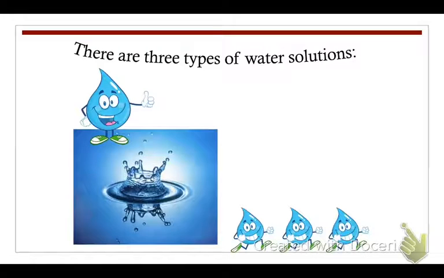Okay, there are 3 types of water solutions. The first one is isotonic. Who knows what iso means? By itself. What about an isosceles triangle? Excellent. Has 2 equal sides. Okay? Isotonic means equal tonicity, equal tonic.